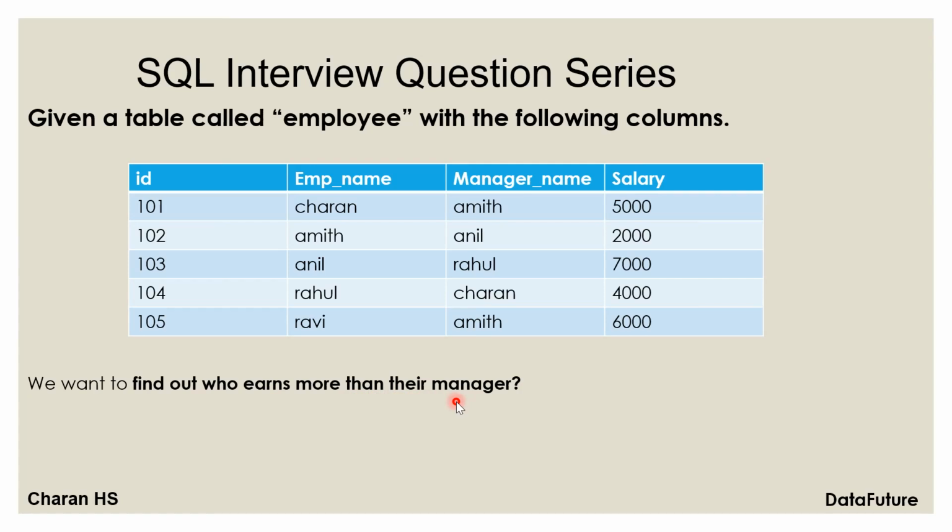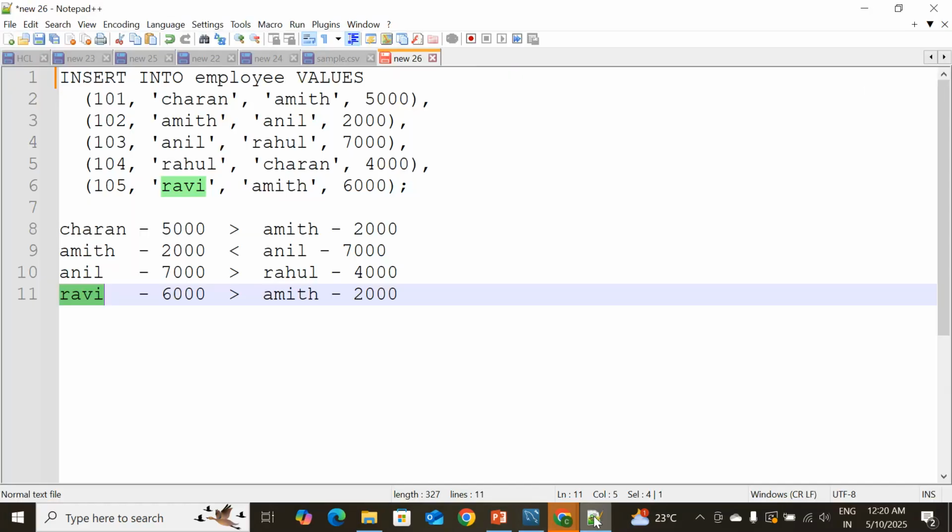I will take you all to Notepad++ and explain the table. Here we can see we have an employee table and it contains ID, employee name, manager name, and salary. Here we have to compare whether the employee salary is greater than their manager's salary.